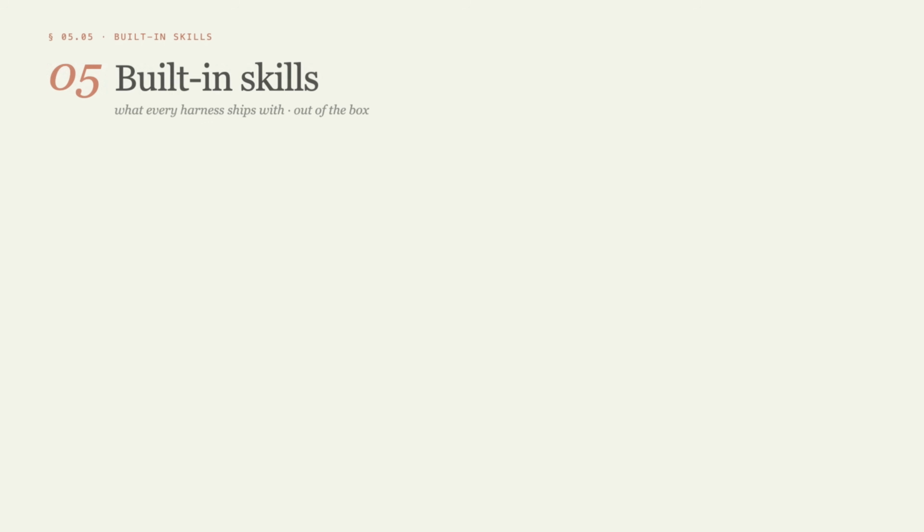Number 5 is built-in skills. So we already talked about skills that you provide as a user, but every harness ships with a baseline set of skills that are going to work out of the box. Think about file operations: read, write, edit, search, or shell execution, code navigation, things like that. For modern harnesses, these are really non-negotiable. If your agent cannot read or edit files, it isn't a coding agent.